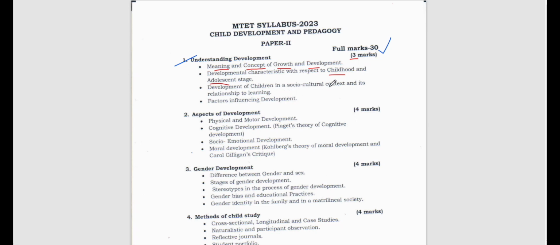Now, development of children in socio-cultural context and its relation to learning. Since we are human beings, we don't live alone. We live in a society, so we are expected to follow certain norms and cultures of the society. How those cultures and rules of the society help in shaping the child, that we have to study. Then the different factors which affect or influence development, that also we need to study. All these subunits we need to study in detail in order to score 3 marks.